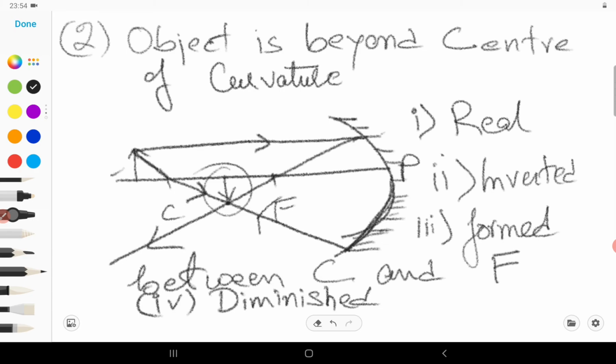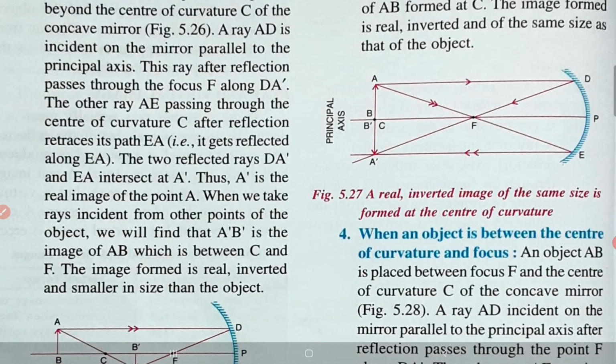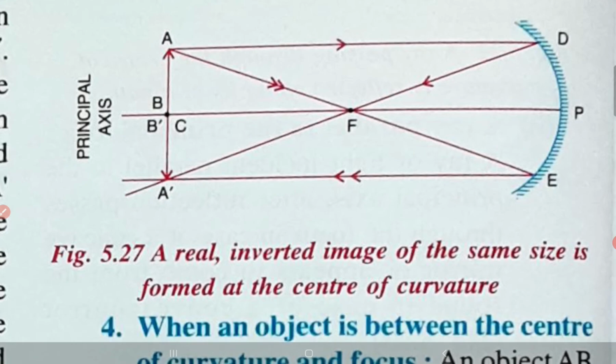So let us go to the third case also. Well, the third case is when the object is at the center of curvature. We are keeping the object at the center of curvature, and for that particular condition we shall get this particular diagram here, as you can see on the screen. The nature of the image will be real because the rays are actually meeting. If it is real, it should be inverted, and the image should be of the same size as that of the object, right? And it should be formed at the center of curvature only.